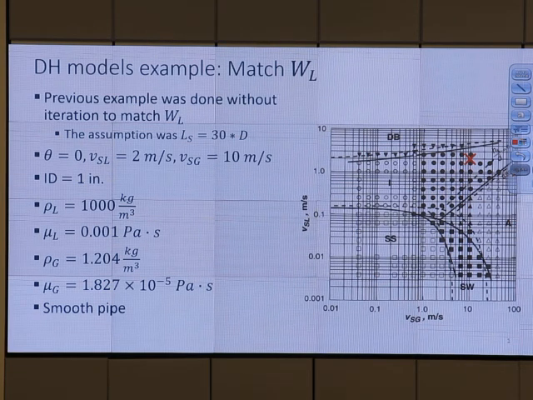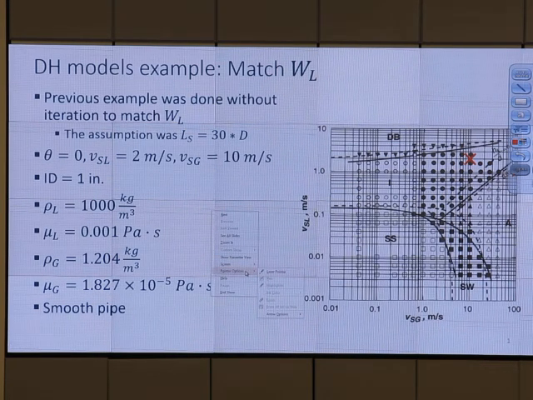Okay, let me explain it again, this time with numbers. Last time I didn't show you any numbers, right? This time let me show you some. So we assume LS equal to 30 diameter, theta is 0, VSL is 2 meter per second, VSG is 10. Inner diameter is 0.0254 meter. Liquid density, liquid viscosity, gas density, gas viscosity, assume smooth pipe. So in the homework, if I don't tell you the pipe roughness, you assume smooth pipe.